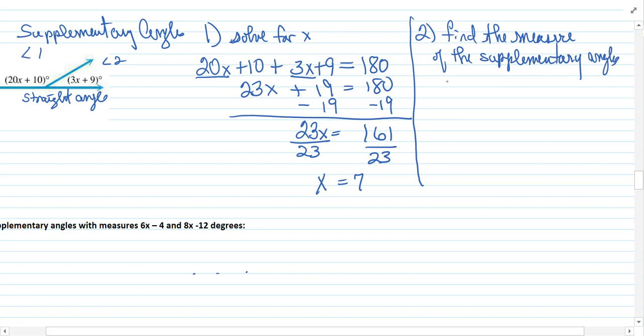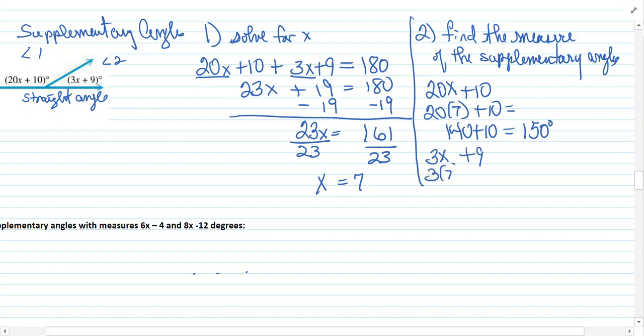So that means that I have 20x plus 10. So that's 20 times 7 plus 10. And that would make it 140 plus 10 equals 150 degrees. Then I have 3x plus 9. 3 times 7 plus 9. 21 plus 9 equals 30 degrees. And then, of course, that gives me 180 degrees.